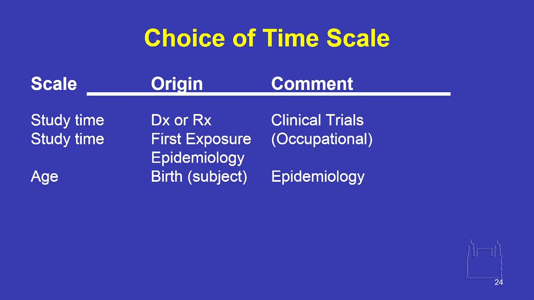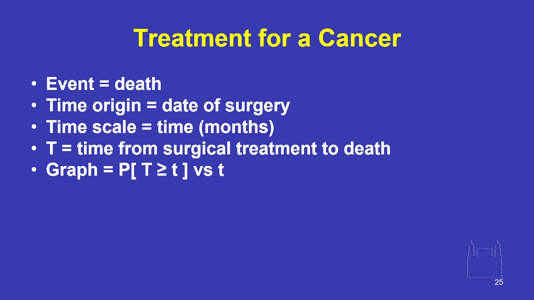So here are a few more examples. So treatment of cancer, the event is death, let's say. Time origin is date of surgery or date of resection of the tumor. The time scale was in months. And the time that we were measuring was time from surgical treatment to death. So this was a pancreatic cancer study of adenocarcinoma of the pancreas.